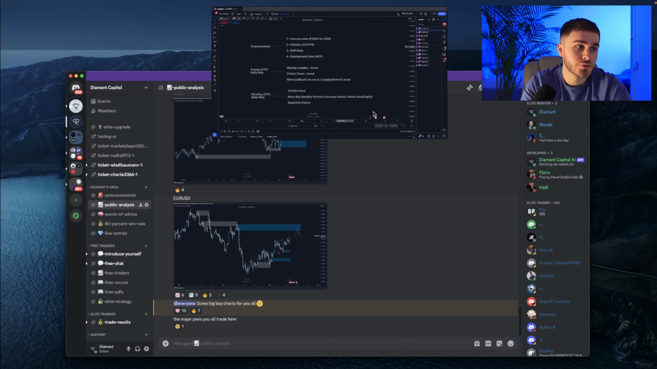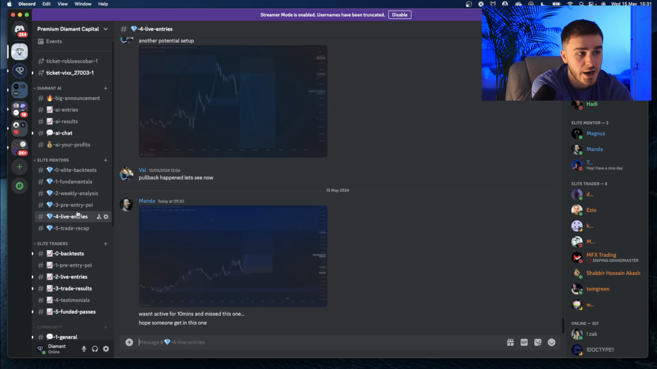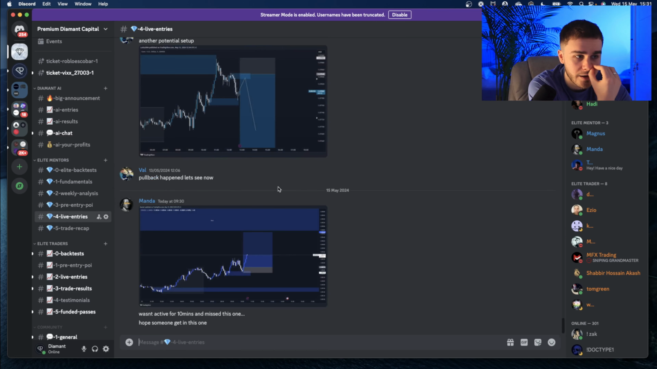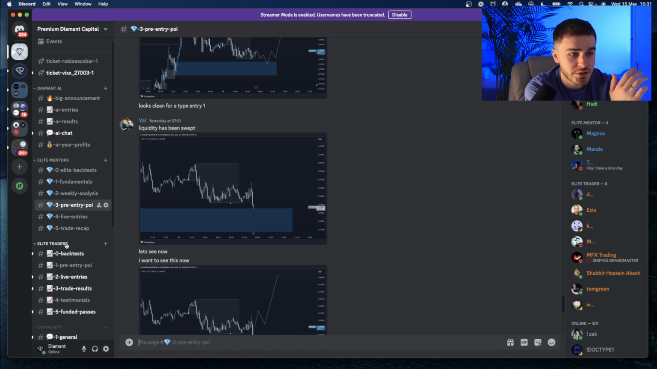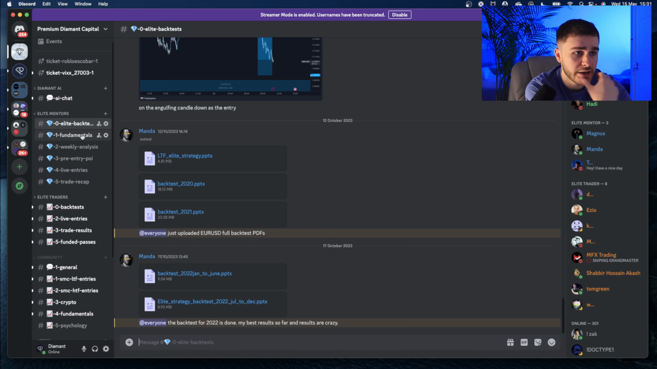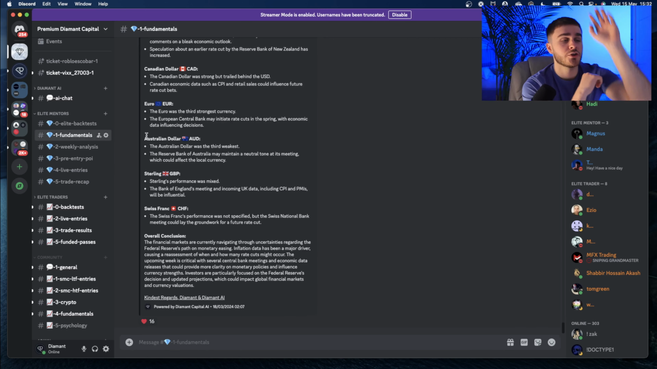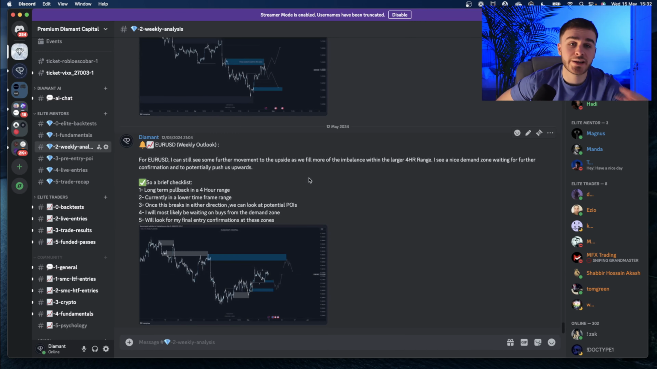Now, when it comes to how I actually apply this, in my premium Discord, I obviously do send in all my live analysis and all that kind of stuff. But this is the way that we usually do it. We have a few areas. Obviously, there are the elite backtest, the fundamentals to look at the higher time frame, and then we start off with the weekly analysis. The weekly analysis is, like I've said, the 4-hour chart.